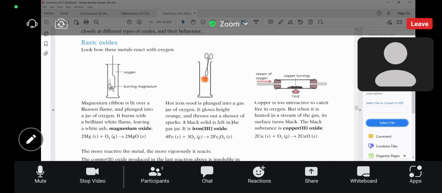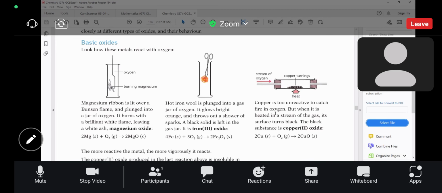Again, if you see here, copper is too unreactive to catch fire in oxygen, right? But it means when you go from here to here, the reactivity decreases. That means the tendency to react with oxygen for copper, Hg, Ag, Pt, Au is very less, right? But you can increase the reactivity of a particular element by heating. But for these kind of things, you don't need to heat, by the way.